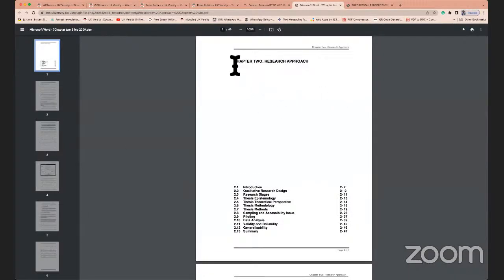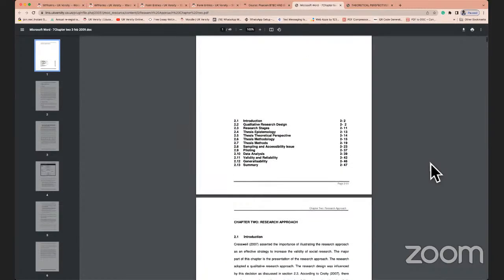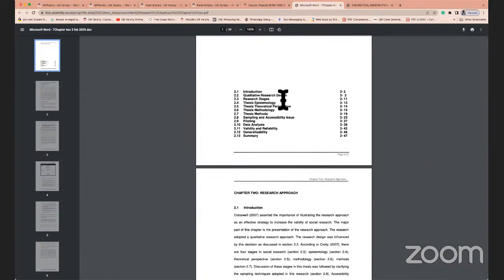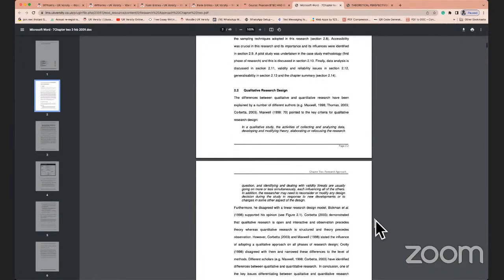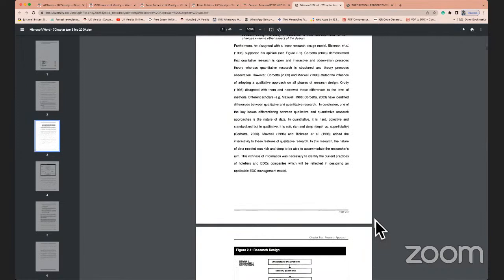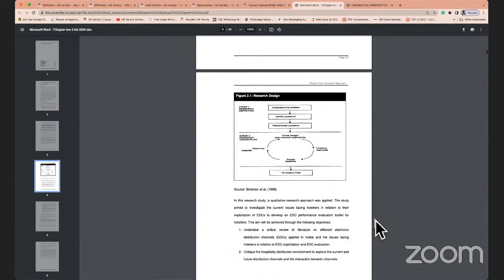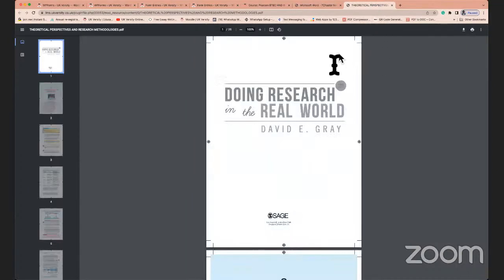So one of the handouts is chapter 2, which is research approach. And this covers qualitative and quantitative design, and looking at your research methodology in general. And then it covers data analysis towards the end. So this is going to be quite useful for you to study. It is a 50-page handout, but it will give you a detailed understanding of how to design your research project, what is research methodology, and what is data collection as a technique.